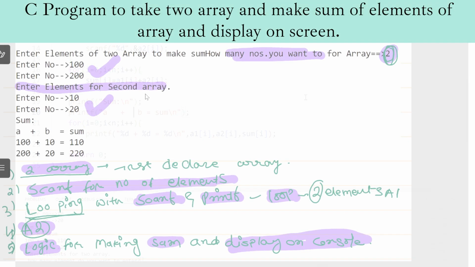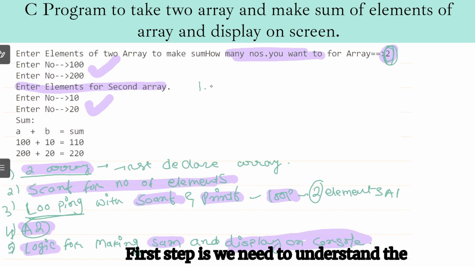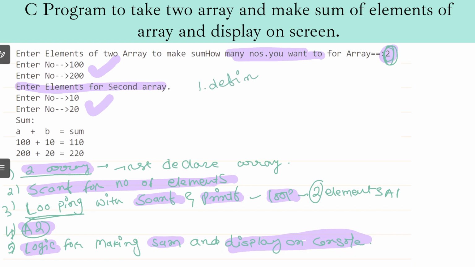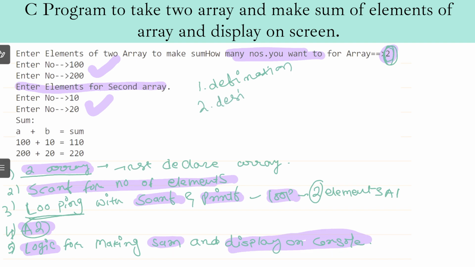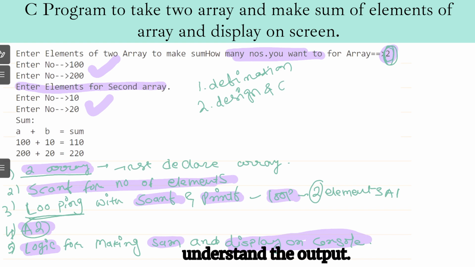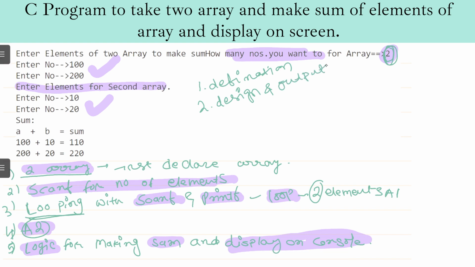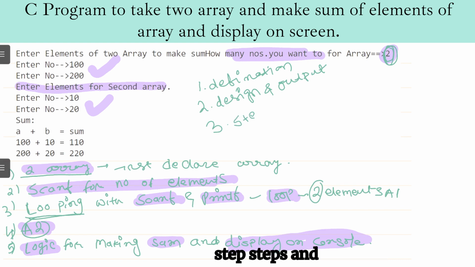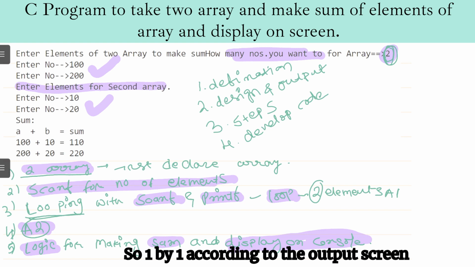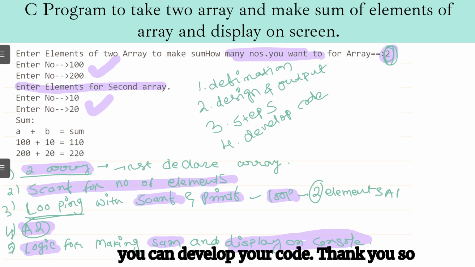In the summary, first step is we need to understand the definition. Second step is design and understand the output. Third is convert your program into steps. And fourth step is develop the code. So one by one, according to the output screen, you can develop your code. Thank you so much.